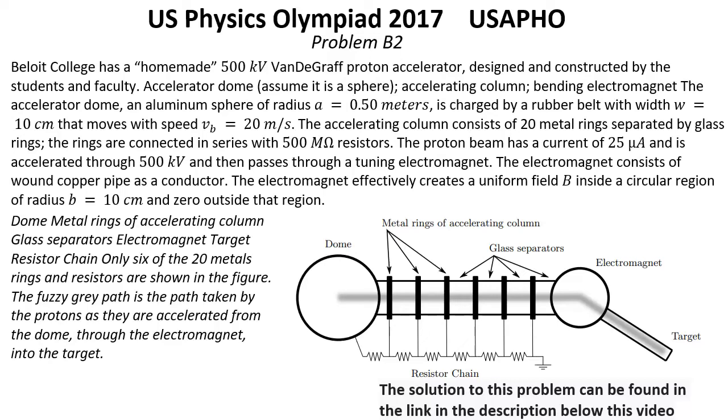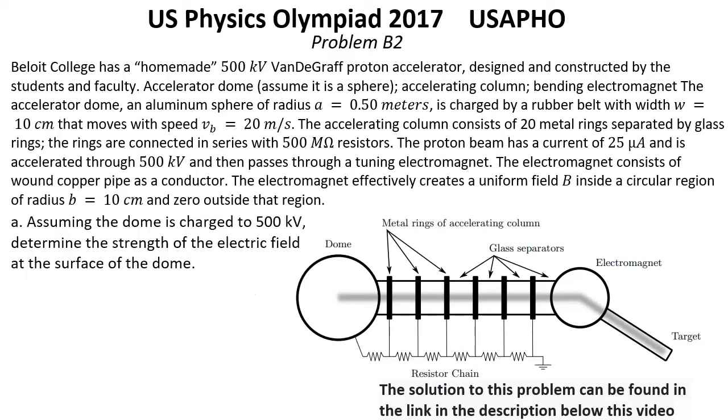The fuzzy gray path is the path taken by the protons as they are accelerated from the dome through the electromagnet into the target. Question A. Assuming the dome is charged to 500 kV, determine the strength of the electric field at the surface of the dome.